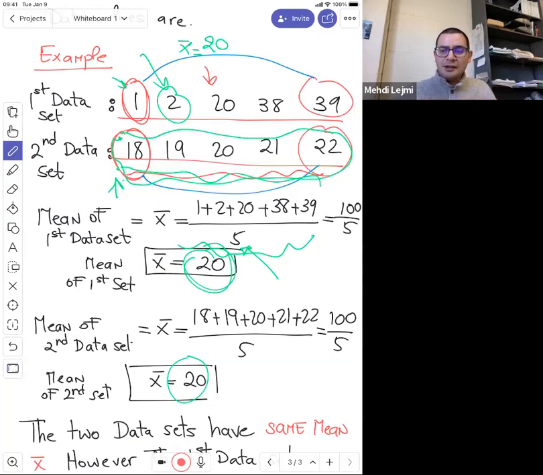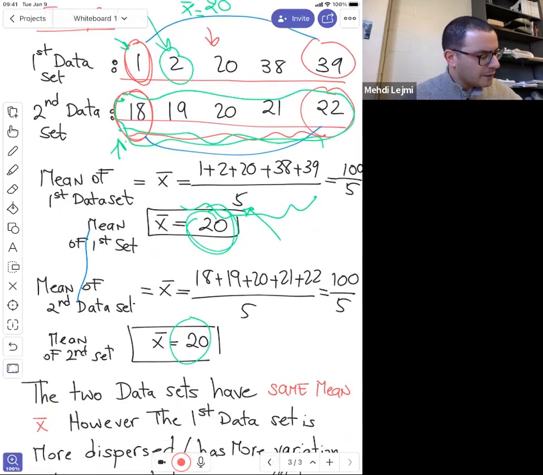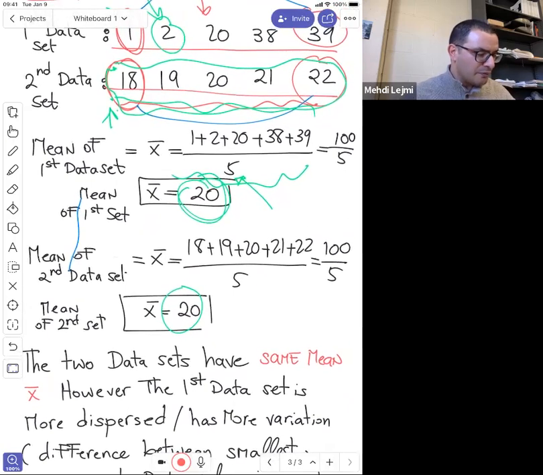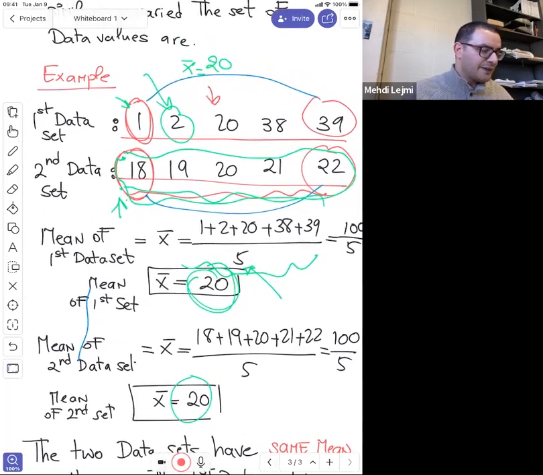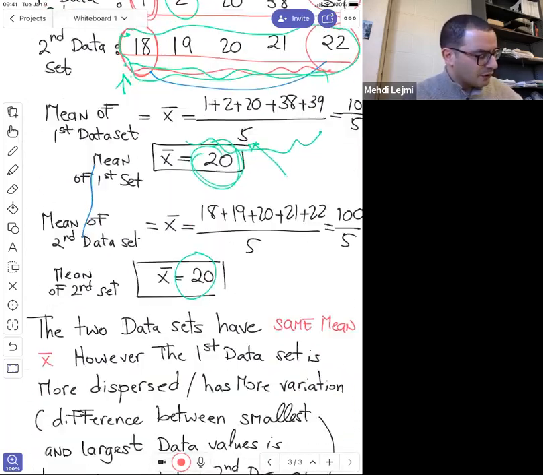We didn't compute any of these yet, we'll see probably tomorrow. We're going to have the standard deviation, the variance, the range. So there are different ways to measure the spread of the data. We'll see that tomorrow anyway. Here in this example, I'm just trying to explain the idea. We know how to compute the mean, and in both cases the mean is 20. However, as you can see, the first data set is more dispersed, so the second one is more constant.